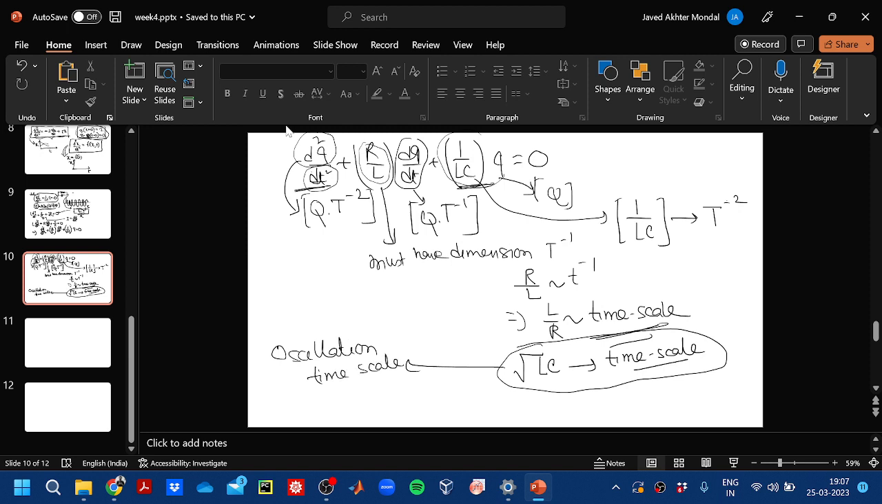And so this term corresponds to the damping. As this corresponds to the damping, that means this R by L, or L by R, is our damping time scale. As you can see, if R is 0, that is, for R tending to 0, this damping time scale tends to infinity.